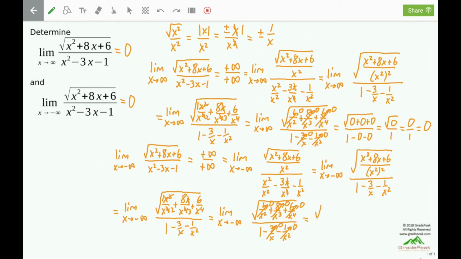The result is the square root of 0 plus 0 plus 0 divided by 1 minus 0 minus 0. 0 plus 0 plus 0 is 0. 1 minus 0 is 1. Square root of 0 is 0 over 1, and 0 over any non-zero number equals 0. And there's the results of the two different limits.